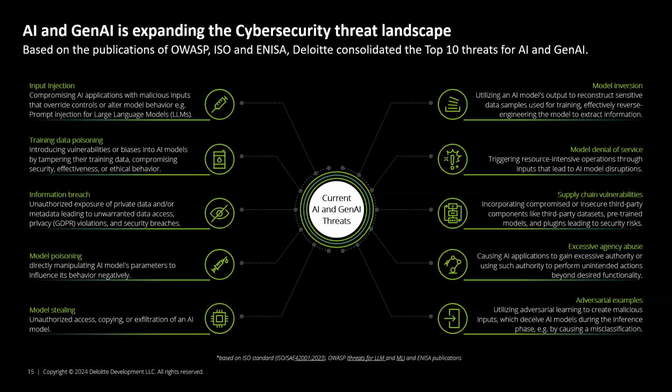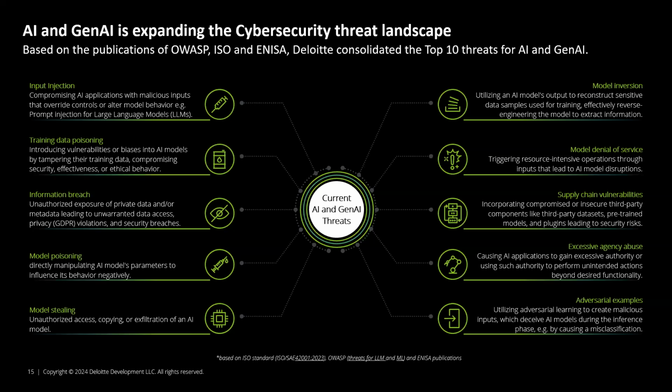Quite new is everything that happens inside of the AI, which is model poisoning and model stealing. There are threats when it comes to unauthorized access and exploitation of these AI models. There can be a lot of, let's say, resource-intense operations, which will generate model denial of service type of threats. And then very much important, the supply chain vulnerabilities.